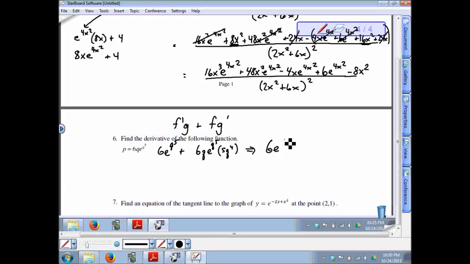This equals 6e to the q to the 5th plus 30q to the 5th e to the q to the 5th. They both have a 6e to the q to the 5th in common, so if we factor out 6e to the q to the 5th, that leaves 1 plus 5q to the 5th, and that's p prime.